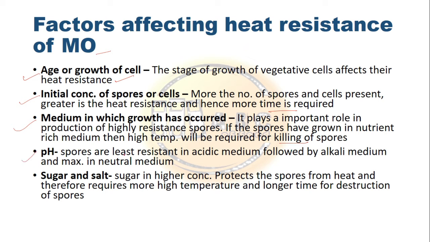Fourth is pH. Spores are least resistant in acidic medium, followed by alkali medium and maximum in neutral medium. Fifth is sugar and salt. Sugar in higher concentration protects the spores from heat and therefore requires higher temperature and longer time for destruction of spores. Whereas salt solutions decrease the resistance, therefore less time is required.